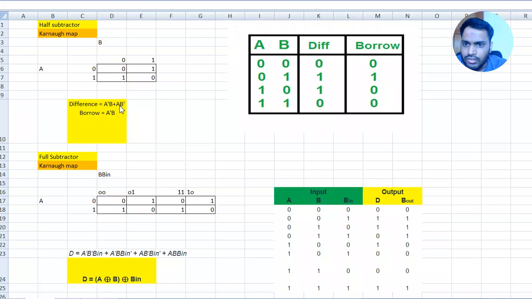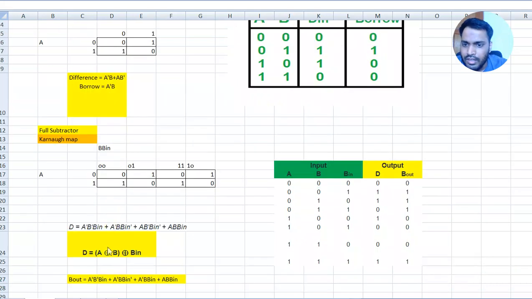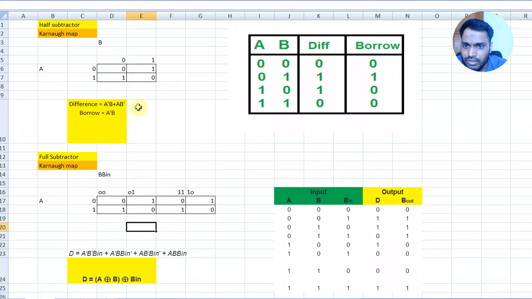Now how do we write this equation for difference? So for difference, for 0 1 we have 1. So how are we writing? A naught B, then A B naught. So the OR of these two is the difference. So this difference is nothing but A naught B plus A B naught. This is a kind of XOR expression, right? So this difference you can also write as A XOR B.